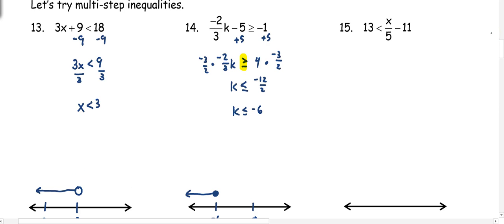Number 15. We have 13 is less than x over 5 minus 11. So we're going to add 11 to both sides. 24 is less than x over 5. So to get x by itself, we're going to multiply 5 on both sides. And we get 120 is less than x. Remember, in order to graph that, our variable must be first. So we get x is greater than 120.